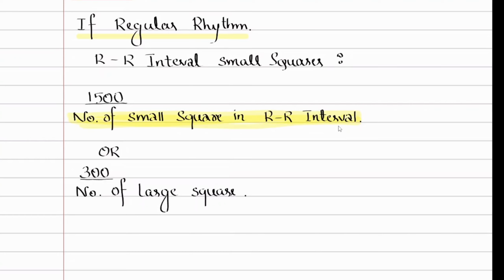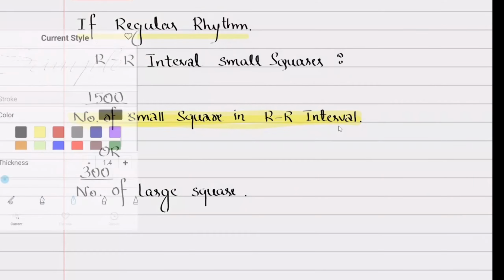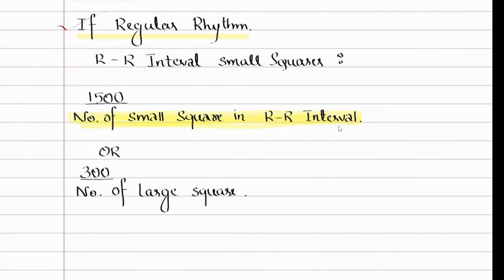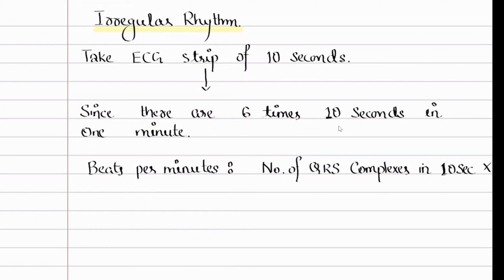So divide 1500 by the number of small squares in the RR interval, or 300 divided by the number of large squares. But this will work only if the rhythm is regular. If the rhythm is irregular, you take 10 seconds. Okay, 1 second means how many big squares?